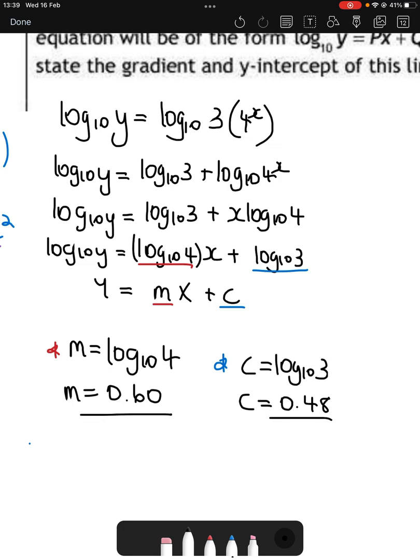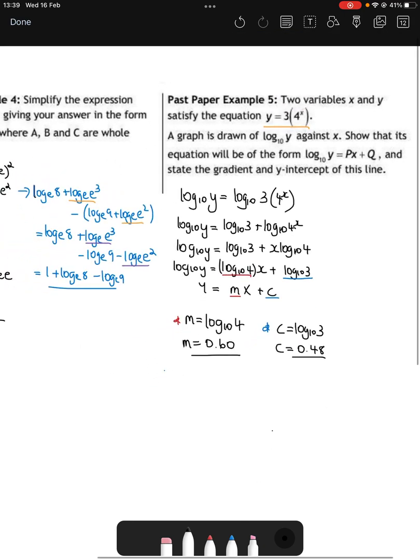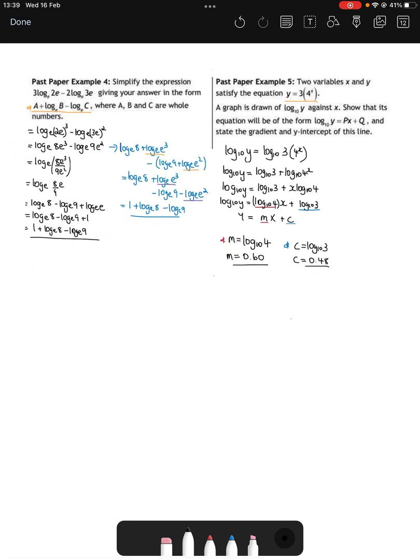So yes, it's basically what you were practicing last week, slightly different context, but just thinking, what do I normally do? Apply logs on both sides, work your way through it using your log rules but in reverse, and then again, you're matching up what is what in this case. So that's the final 2 past paper questions, and I'll give you some questions to try.